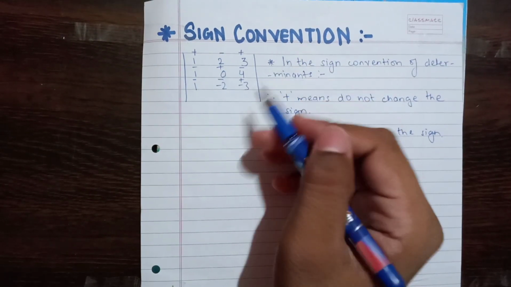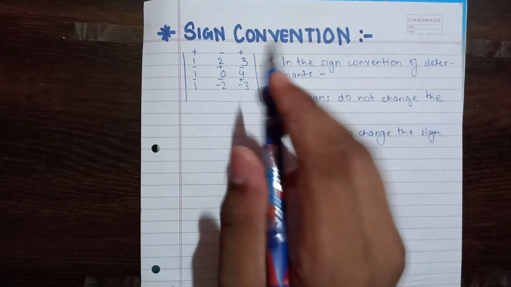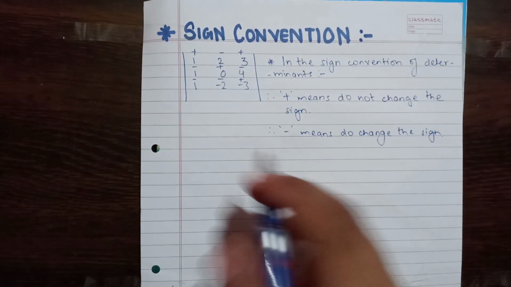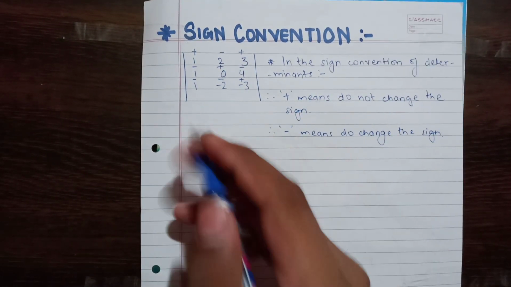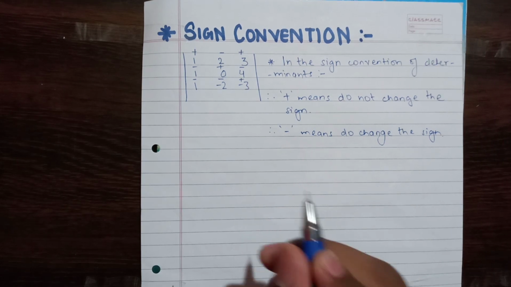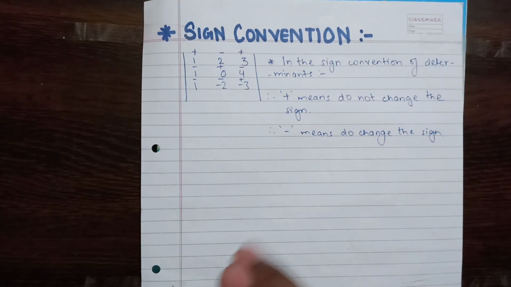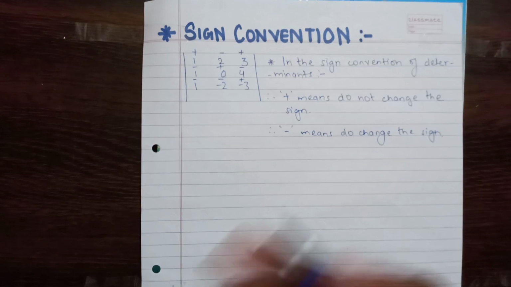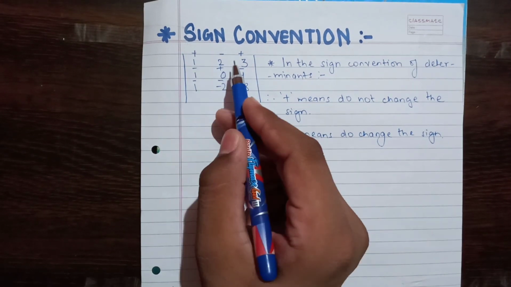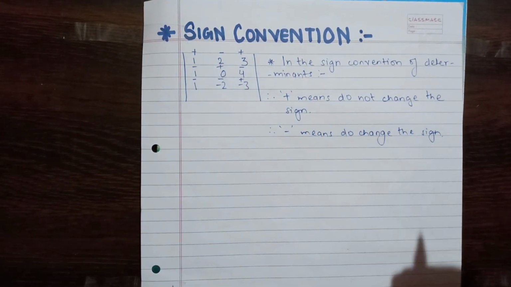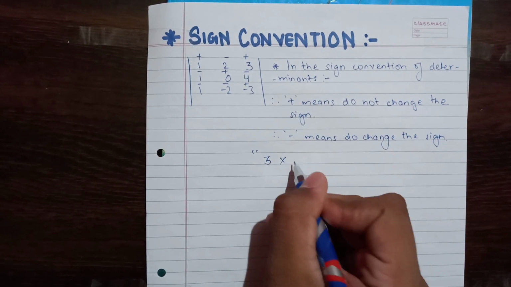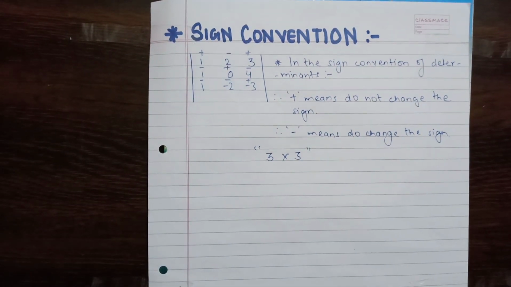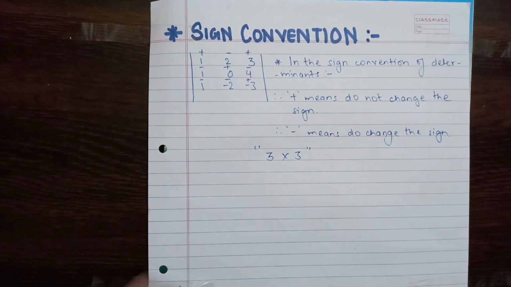So now we are going to understand the sign convention. See, sign convention is a very important topic while we are solving determinants, as it helps us keep track of where we have to put which sign. There are only two signs used in the sign convention of determinants, one is the plus sign and the second is the negative sign. Specifically we are talking about 3 into 3 determinants, which we just solved a few seconds before.